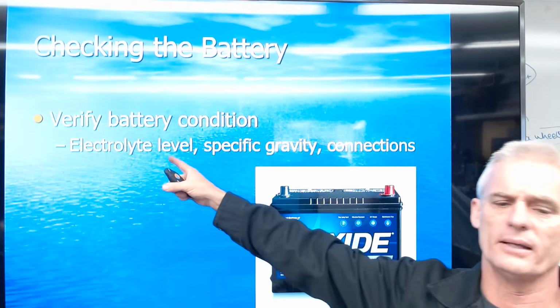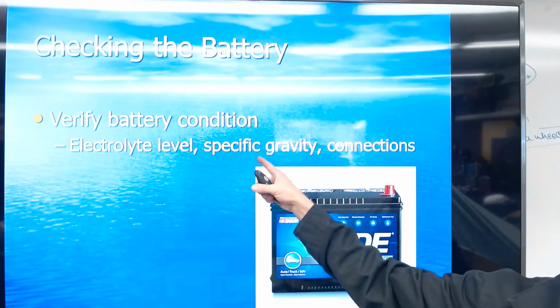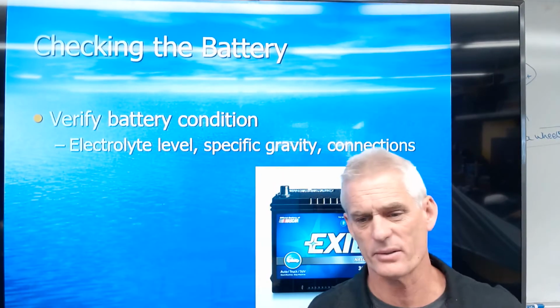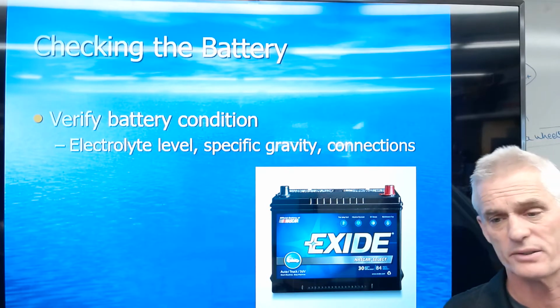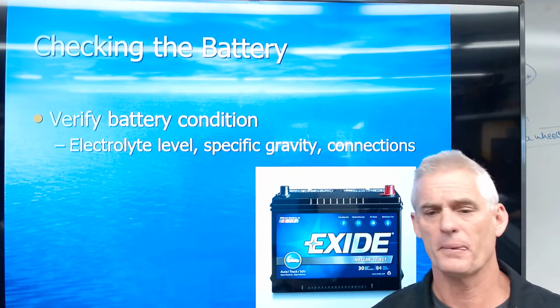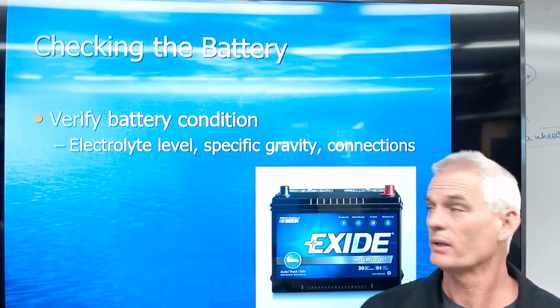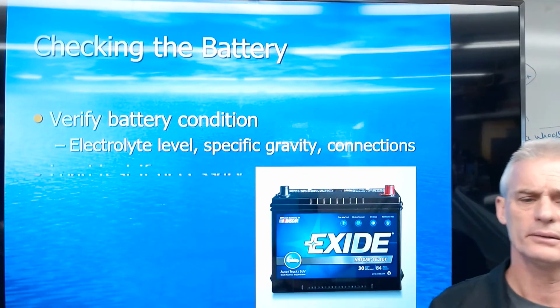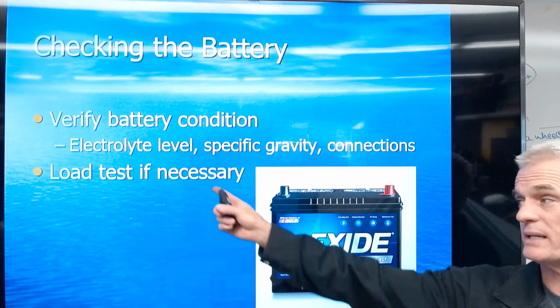Is the electrolyte level full? The water, is the specific gravity of those cells correct? Most technicians don't check specific gravity. They just use a voltmeter and make sure that it's got the correct voltage range. Are the connections clean? We can load test it if necessary.